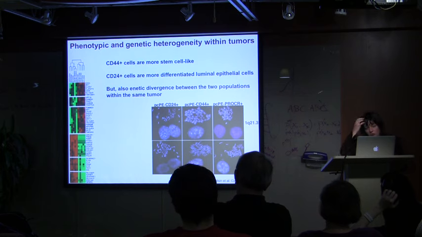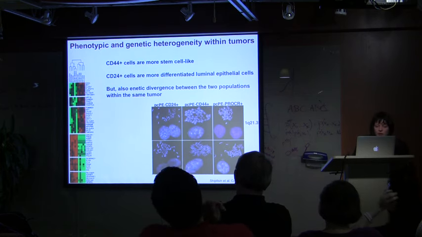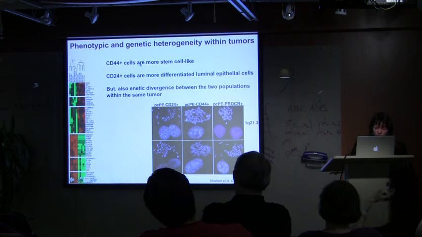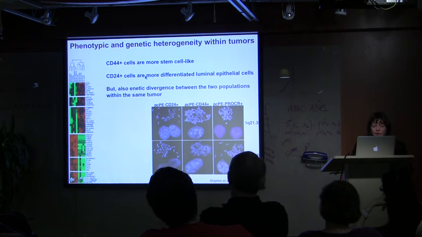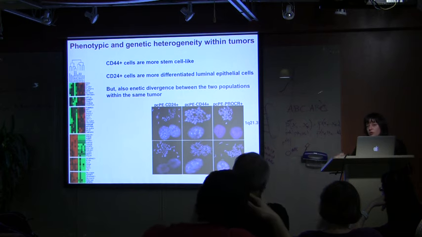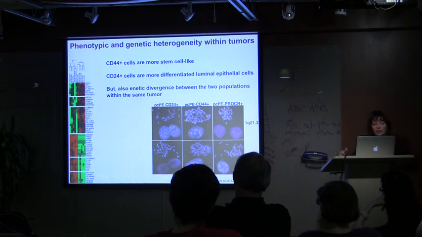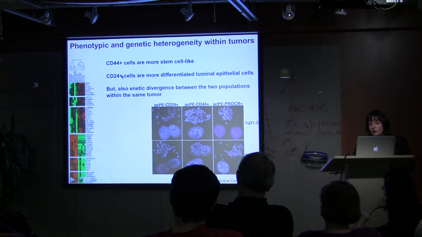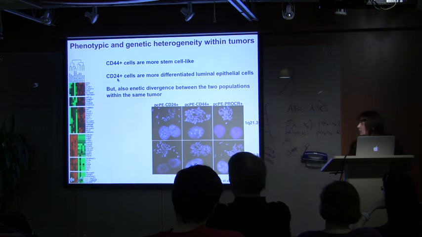So my lab has been studying this heterogeneity in breast tumors for many years now. Initially we started out purifying cells with different differentiation states in the tumor. There are some cells that seem more stem cell-like, poorly differentiated, whereas others are more differentiated luminal cells, and they have markers that we can use for their purification. CD44 is a marker of the more stem cell-like cells, and CD24 is a marker of more differentiated luminal cells.